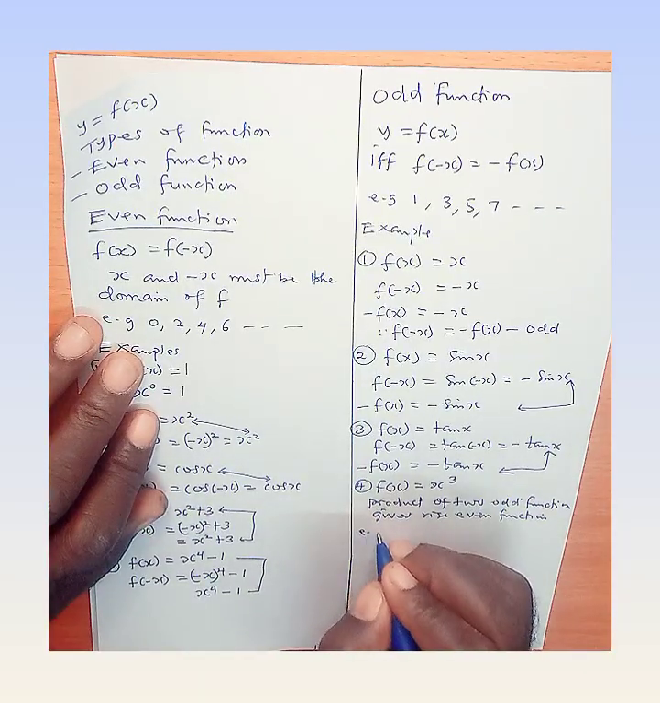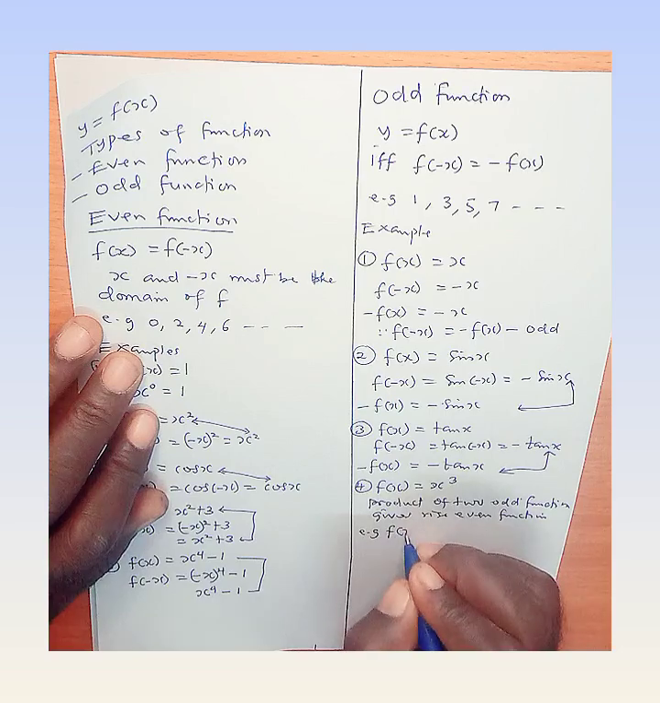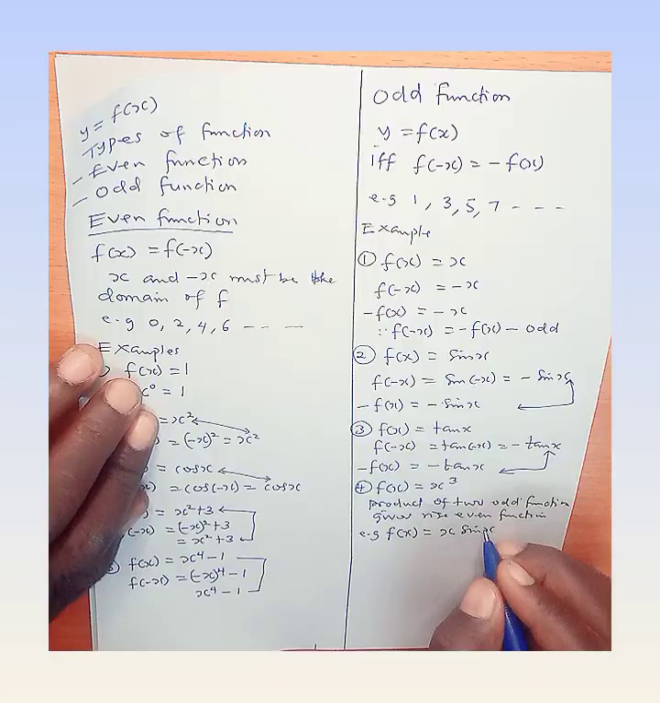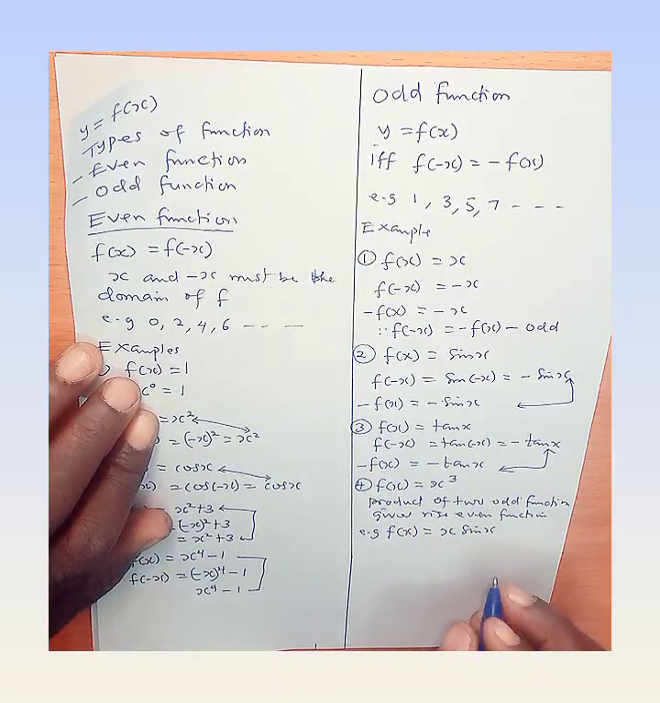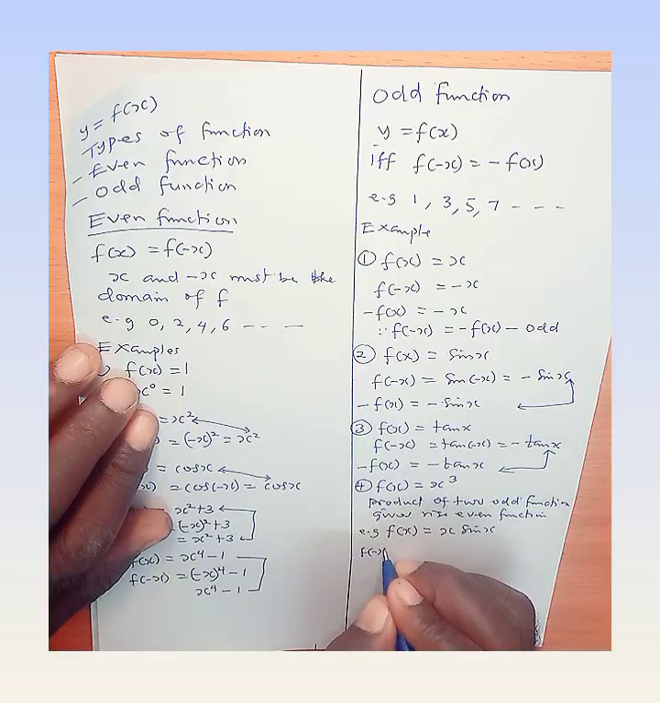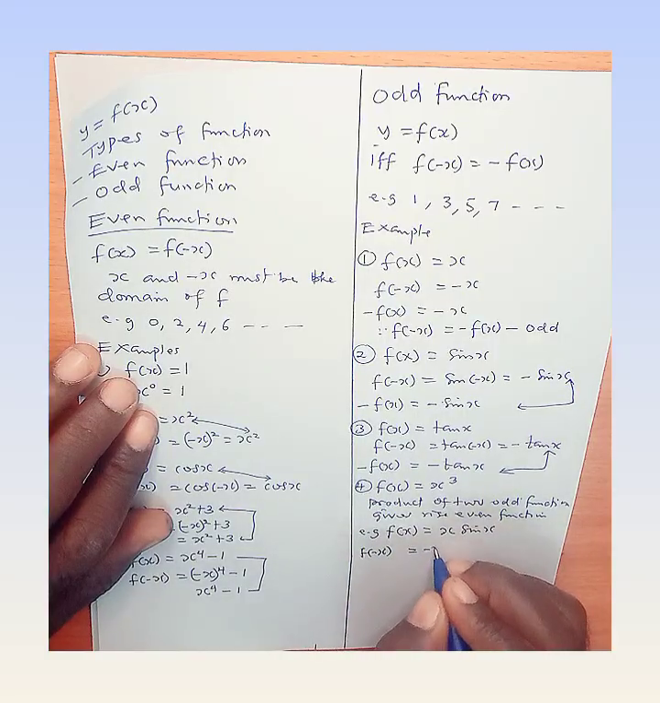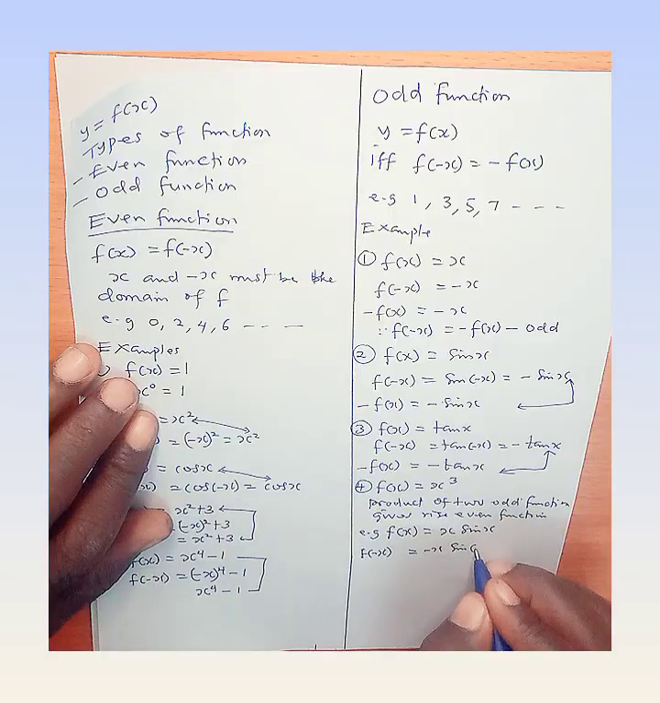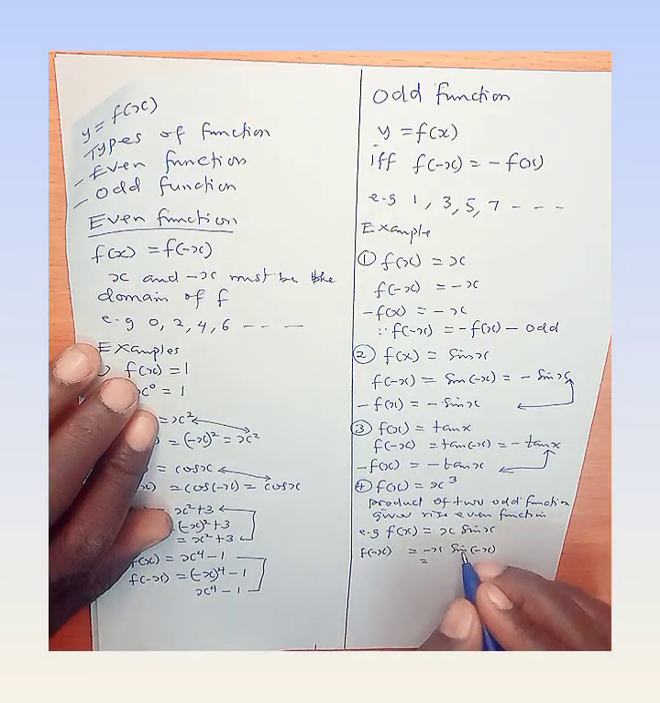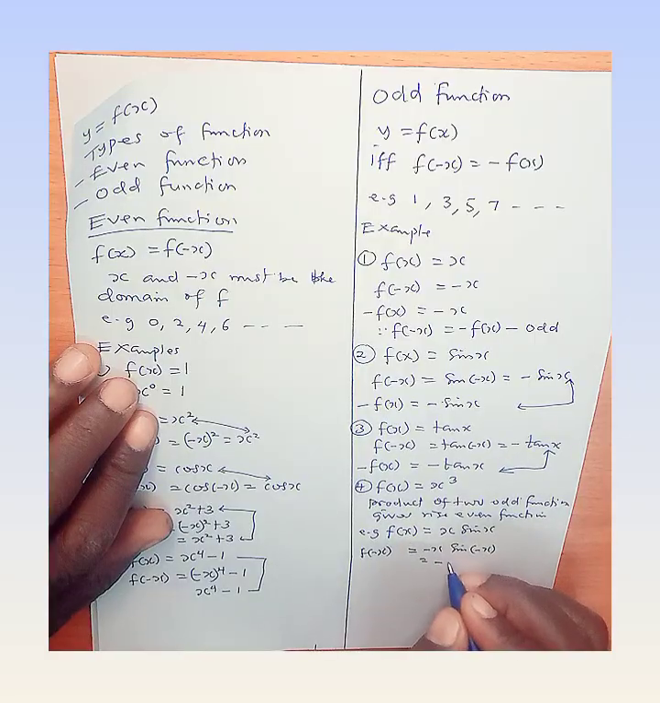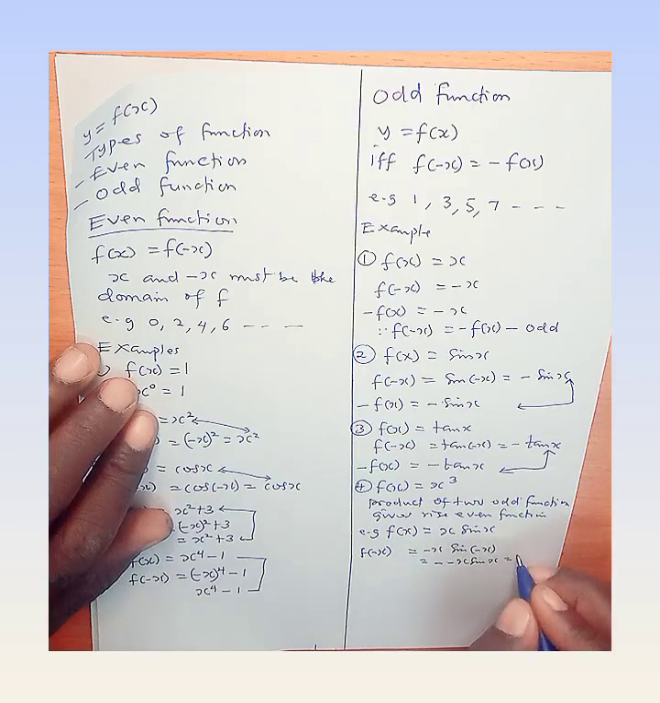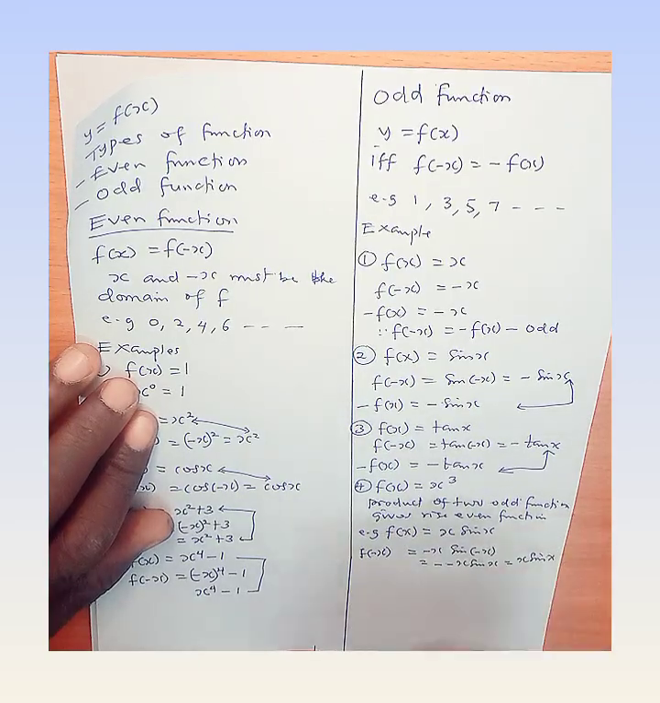Now, let us look at this. Let's take this example. If you have f of x, which is equal to x sine x, then f of minus x is equal to the negative of x, sine of negative of x. This one will be minus x, and sine minus x will also be minus sine x. Then we'll have minus x times minus sine x. At the end of the day, we'll have it as x sine x.